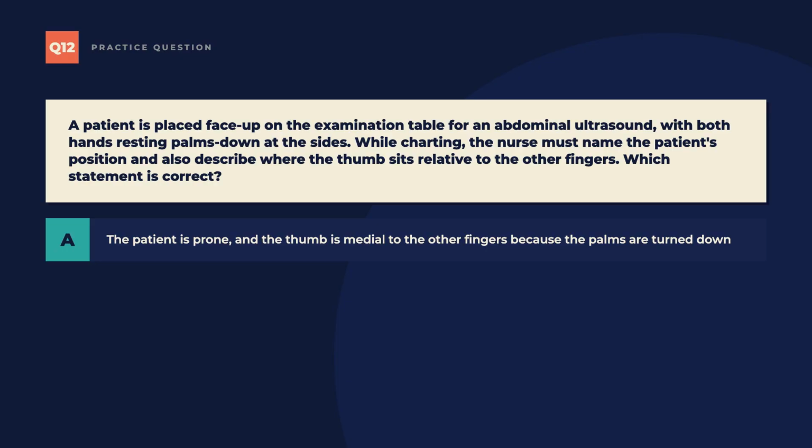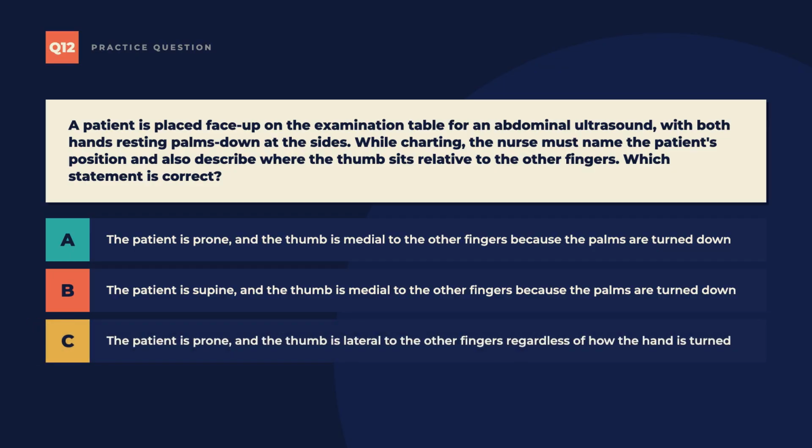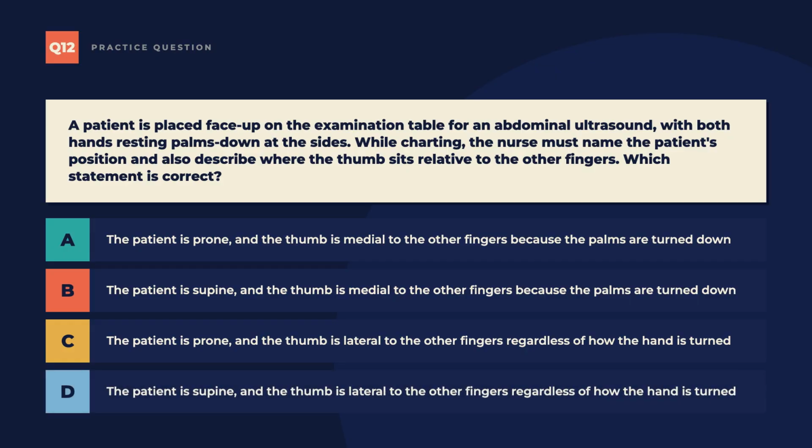are turned down. B. The patient is supine and the thumb is medial to the other fingers because the palms are turned down. C. The patient is prone and the thumb is lateral to the other fingers regardless of how the hand is turned. D. The patient is supine, and the thumb is lateral to the other fingers regardless of how the hand is turned. What's your answer? Commit to one before I continue.